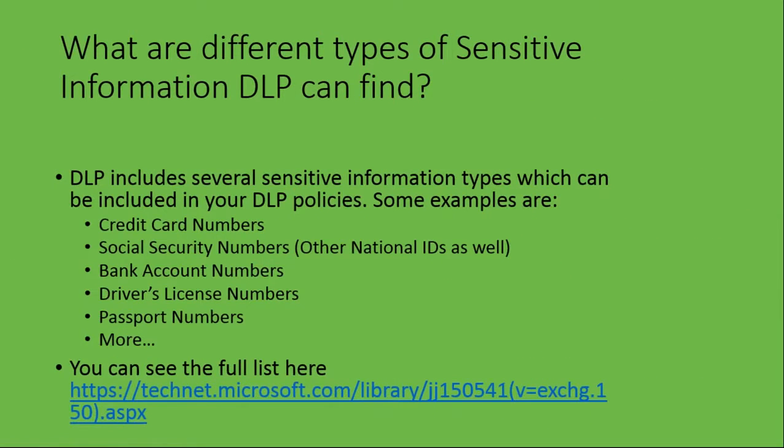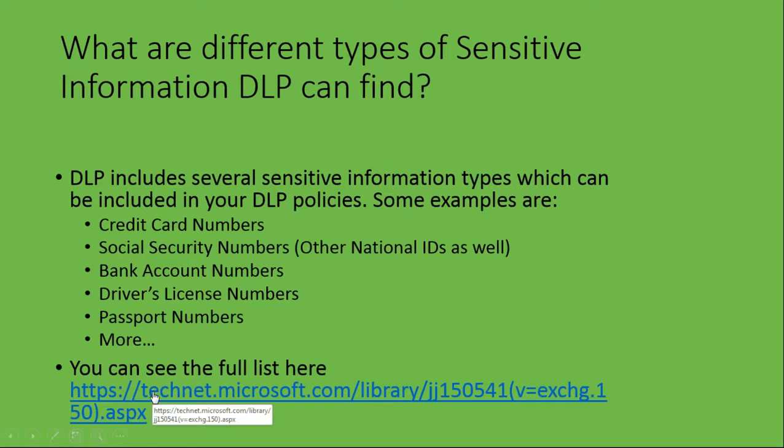So the question comes: what are the different types of sensitive information which DLP can find out? DLP policies can find out 80 types of sensitive information. Some examples are credit card numbers, social security numbers, and in fact other countries' national IDs as well, bank account numbers, driver's license numbers, passport numbers, and many more things.